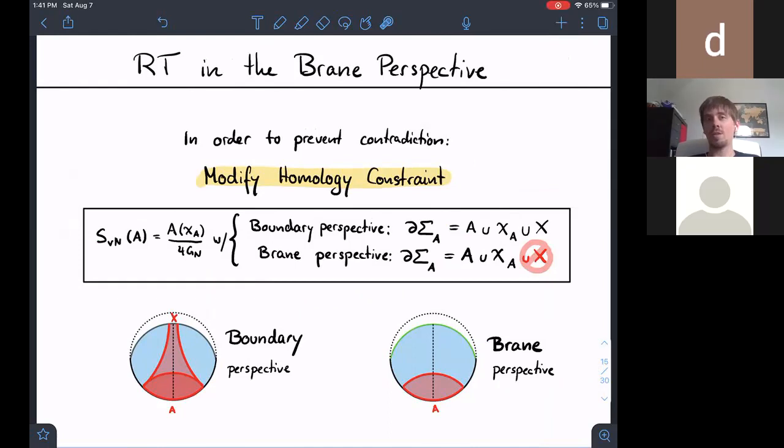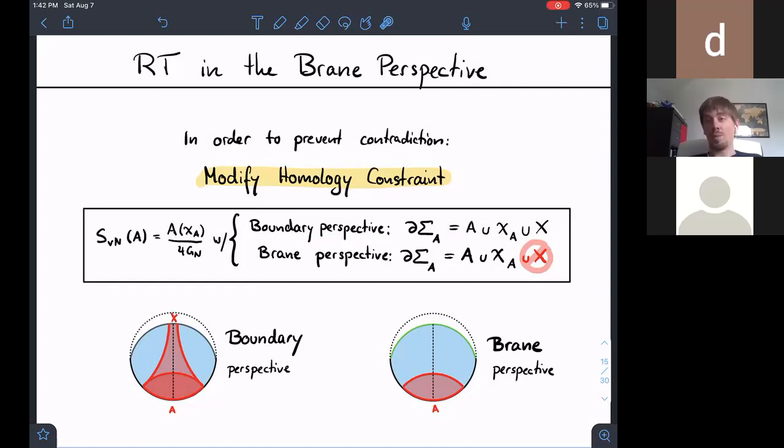But there's another option, which is I just forbid this particular type of RT surface. And I can do this by modifying the homology constraint. What I mean by this is I can compute the von Neumann entropy of a subregion A in the bulk just by the usual RT formula. But if I want to compute the von Neumann entropy of a subregion A in the boundary perspective, where I just have the BCFT living down here, then my RT surface has the weaker homology constraint in that it can end on the brane.